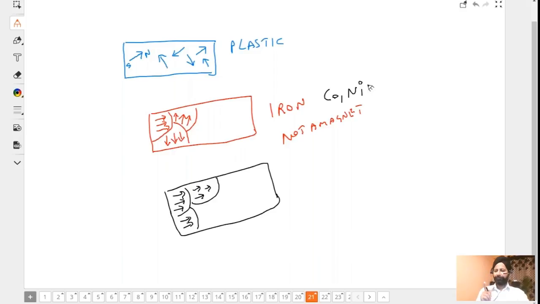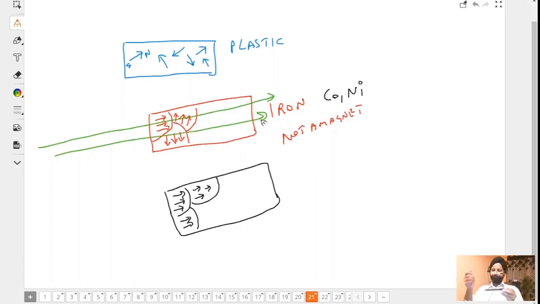Yeah, that's a good question. How do we do that, right? One of the methods would be you take a magnetic field from some external source, and that magnetic field will align them. Or let's say this is a piece of iron. You take another magnet and start rubbing on it. They will align. So there are different methods, but all I'm doing is aligning them. That's what I want to teach you.